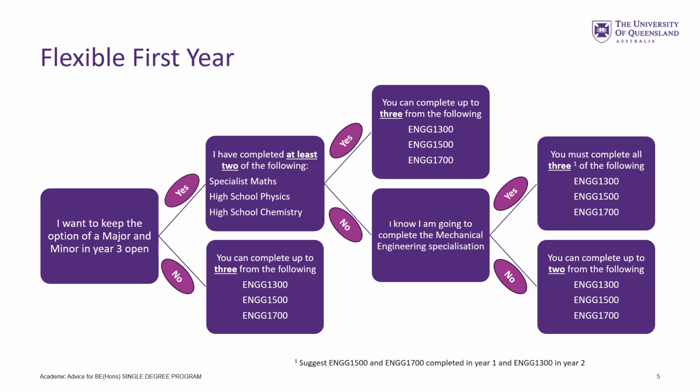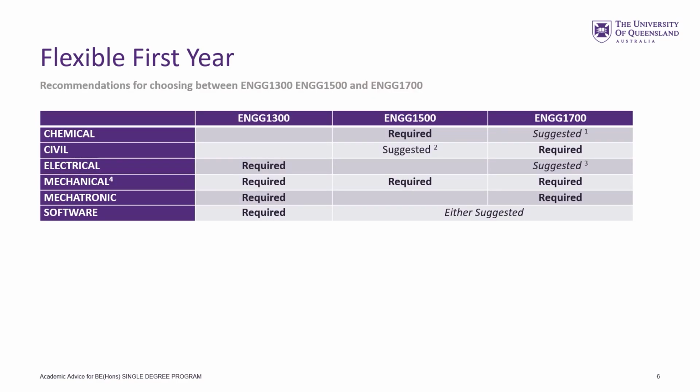Typically, students will complete Eng 1500 and Eng 1700 in year 1. And then if they don't have room for Eng 1300 in first year, they'll delay completing that until year 2. So how do you decide which of these 3 engineering science courses you study? We've got a little bit of advice here for you.